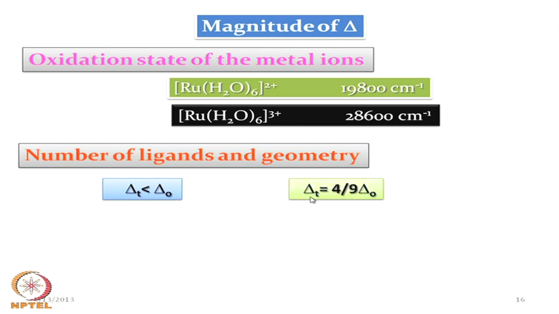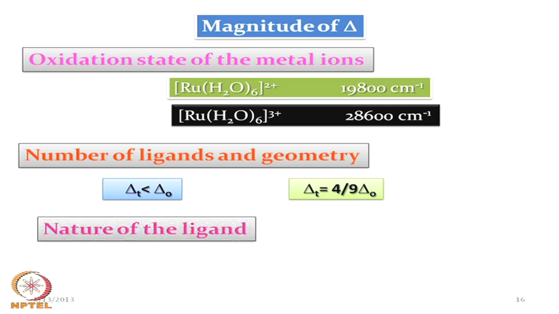And we have seen also that delta T will be almost equal to 4/9 of delta O, and as a result we do not expect any low spin compound in tetrahedral geometry. So, all the tetrahedral complexes in all the cases are high spin in nature, whether it is tetrachloroferrous ion or tetrachloro or hexachloro nickel ion, all will be in the high spin geometry.